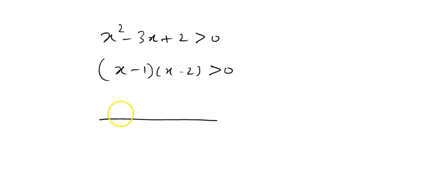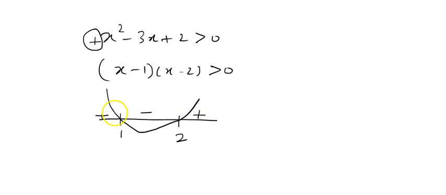Now plot a number line. 1 will come here, 2 will come over here. Check coefficient of x square, which is positive. So parabola is going to open upward, something like this. Now it's below x-axis between 1 and 2, minus, and more than 2 it will be positive. Here also it's going to be positive.